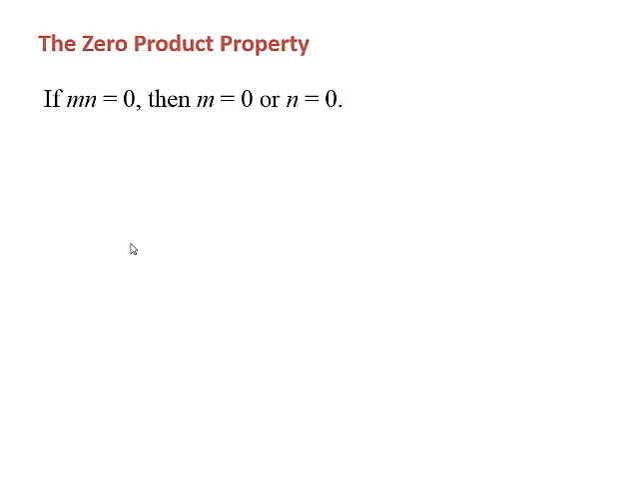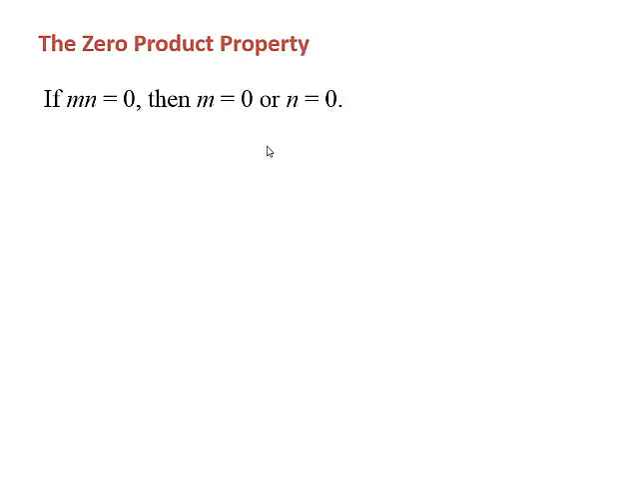We're going to use a property from real numbers that will enable us to solve a quadratic equation, and that property is called the zero product property. It states that if m times n is equal to 0, then either m equals 0 or n equals 0.